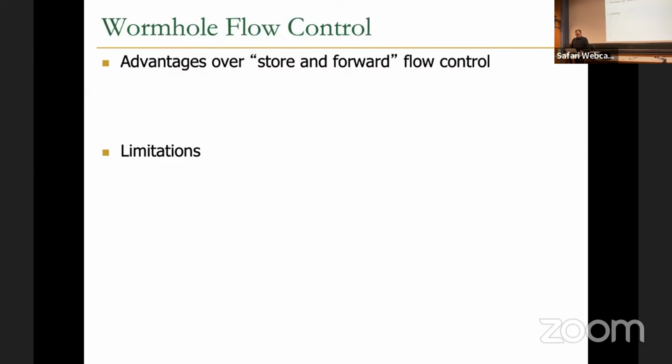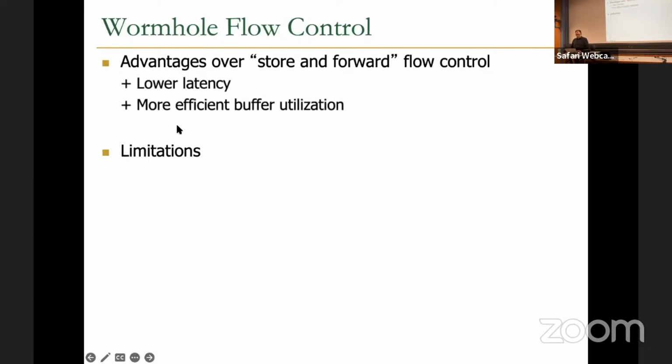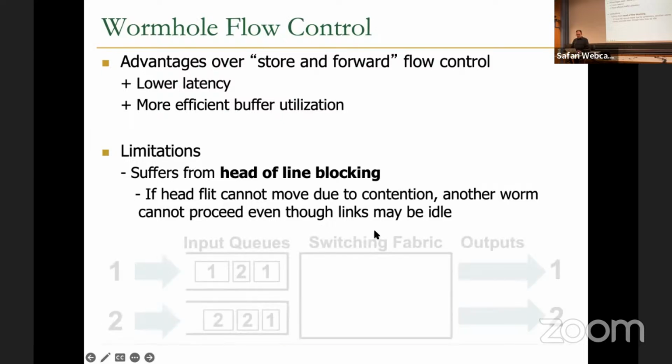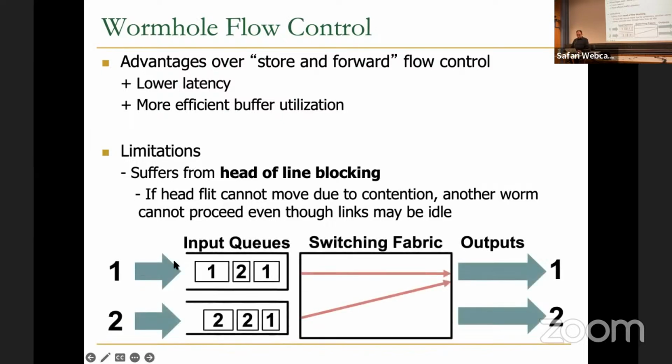So, of course, wormhole has advantages over store-and-forward flow control. It has lower latency and more efficient buffer utilization, but it has limitations. It suffers from head-of-line blocking. If the head flit cannot move due to contention, another worm cannot proceed, even though links may be idle. So here is an example.